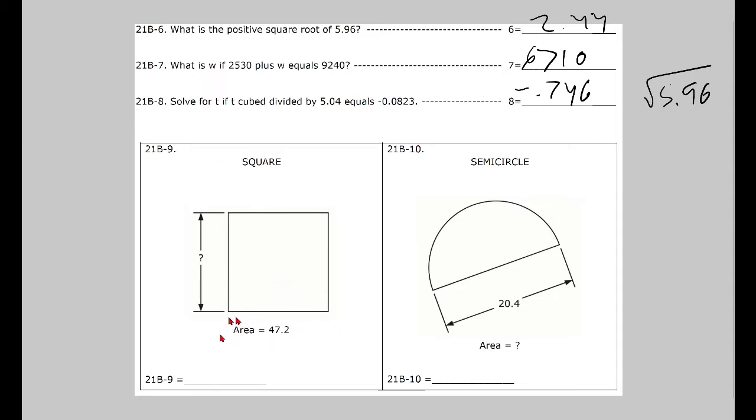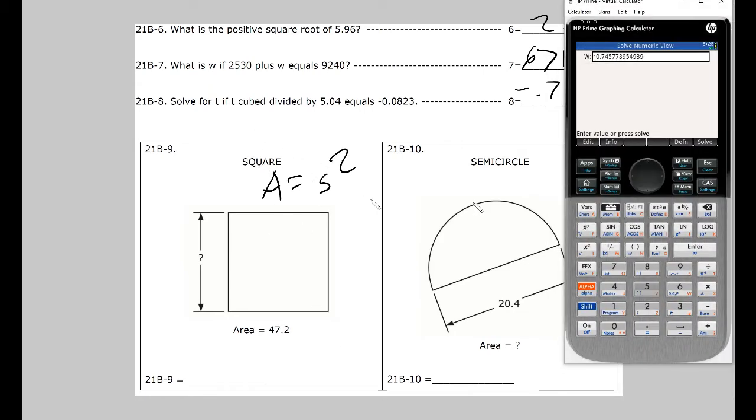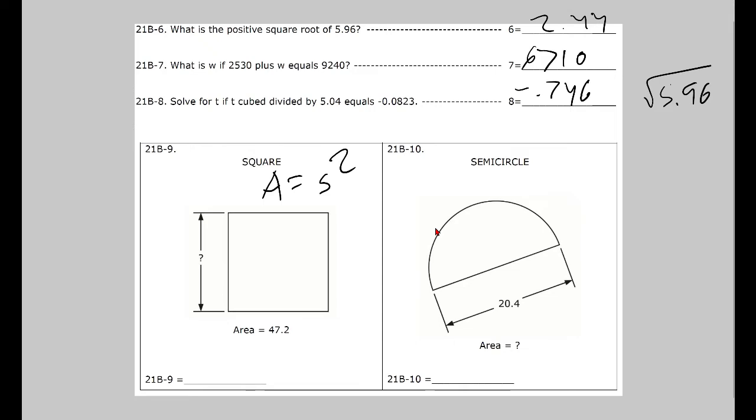Then moving on to number 9, we have a simple square. The area is 47.2, and we're looking for the side. I think by the level of high school, it should be kind of known that the area of a square is equivalent to side squared. So to undo this, area equals side squared, all we would have to do is just square root the 47.2, and our answer would be 6.87. So that'll be our final answer for the side, 6.87.